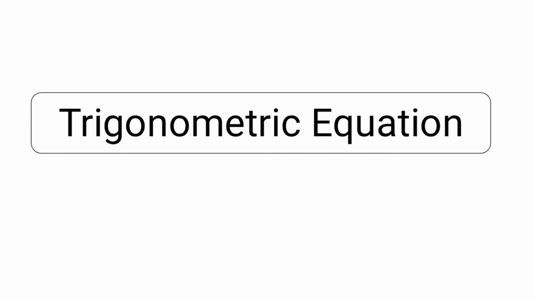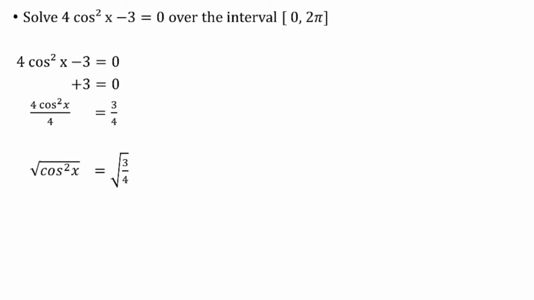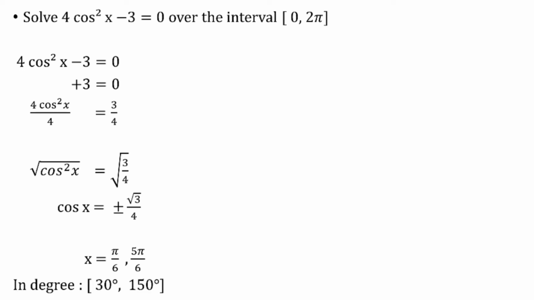Now, let's move to trigonometric equation. Solve for 4 cosine squared x minus 3 is equal to 0 over the interval 0 and 2 pi. So, by getting the equation, we have to add 3. So, we have 4 cosine squared x over 4 and 3 over 4. So, square root of cosine squared x is equal to square root of 3 over 4. We have cosine x is equal to positive negative square root of 3 over 2. So, our x is equal to pi over 6 and 5 pi over 6 in unit circle, and in degrees, pi over 6 is 30 degrees and 5 pi over 6 is 150 degrees.